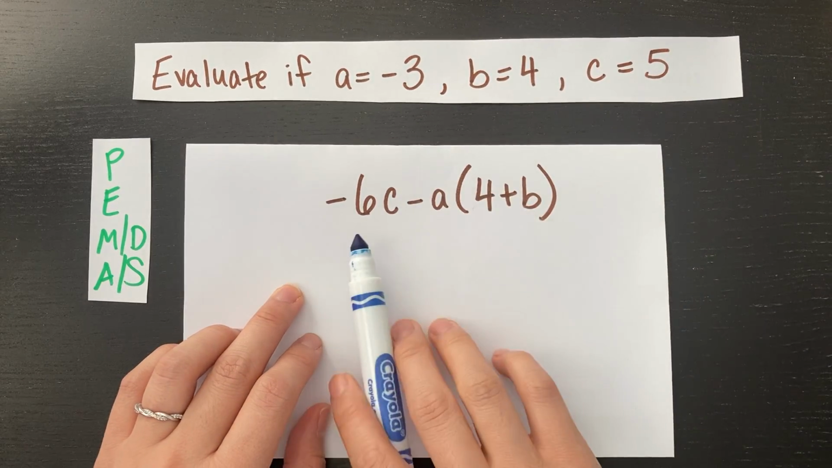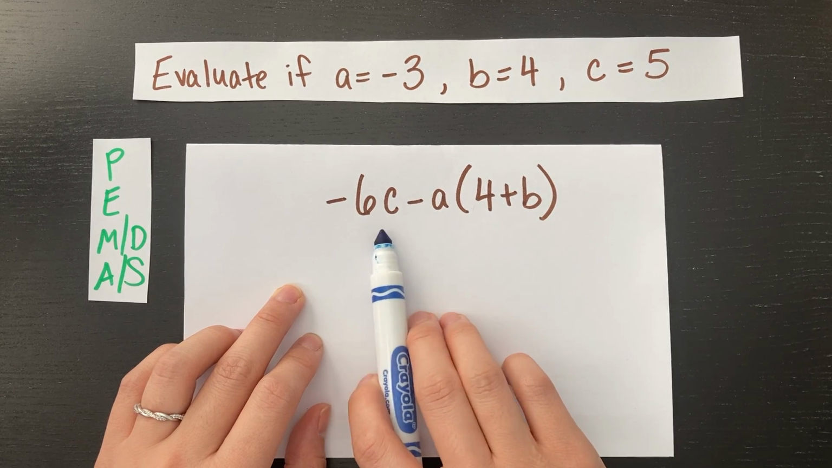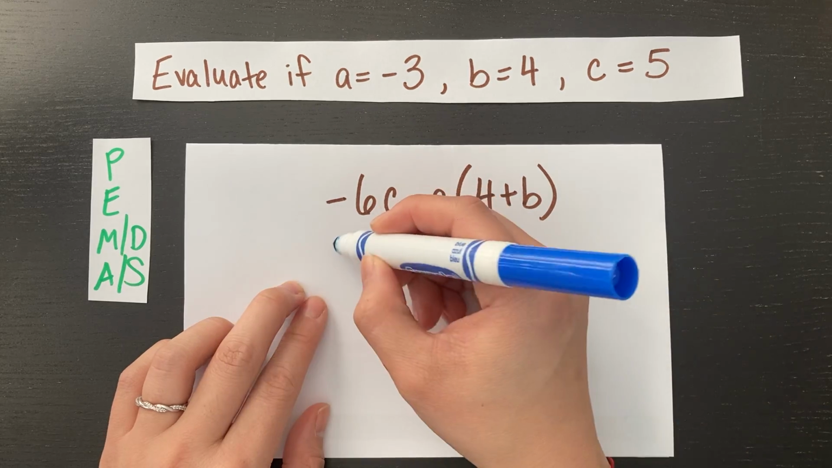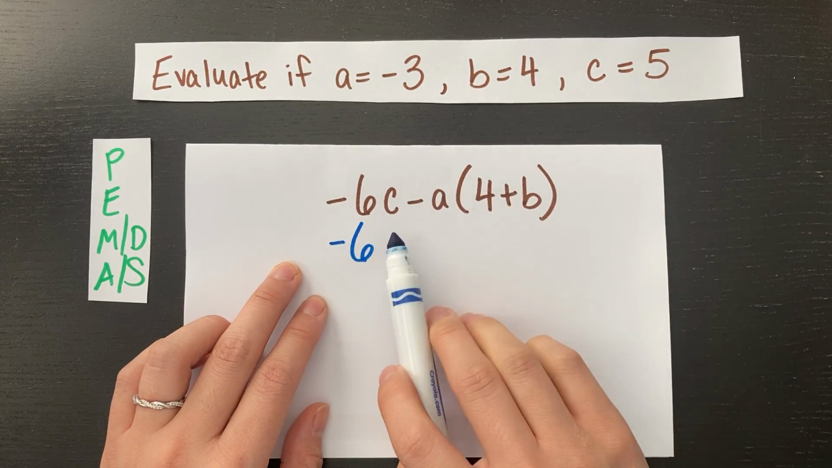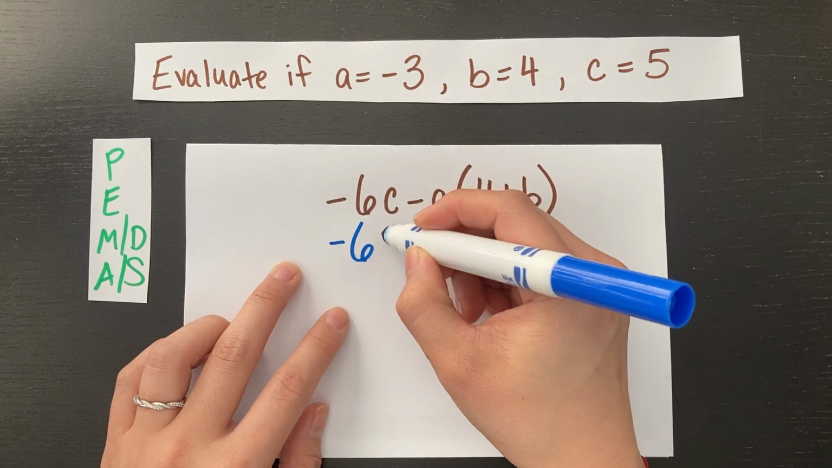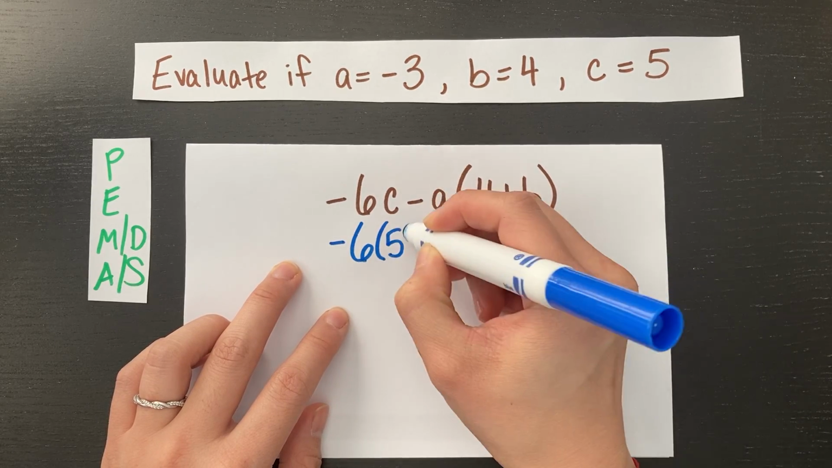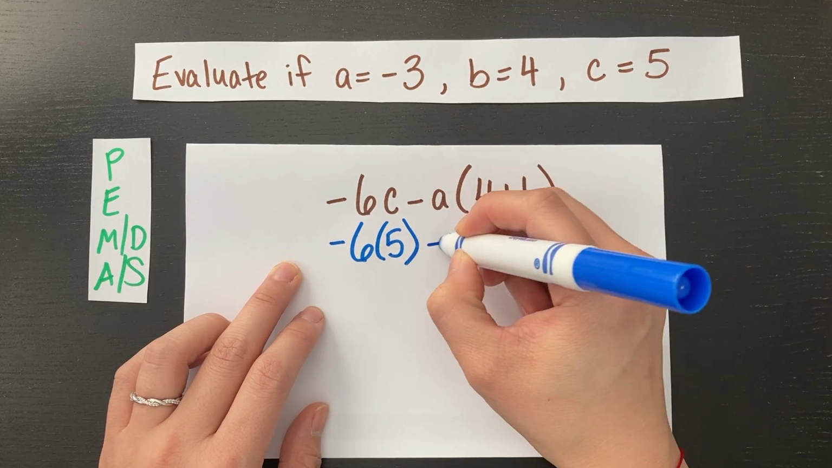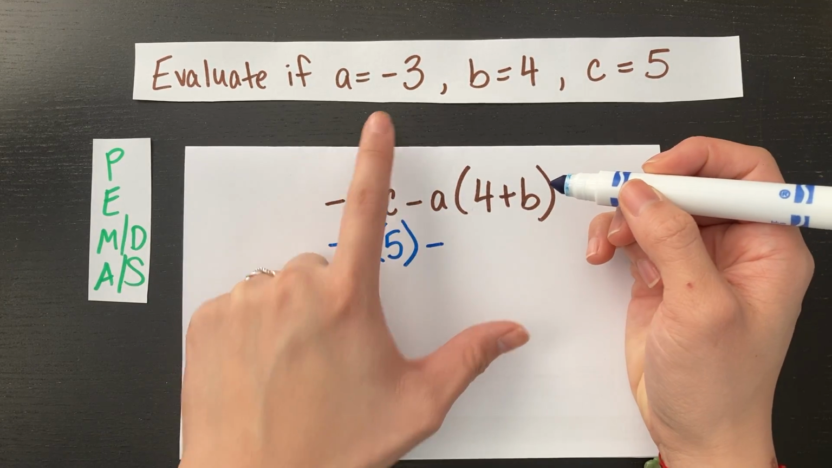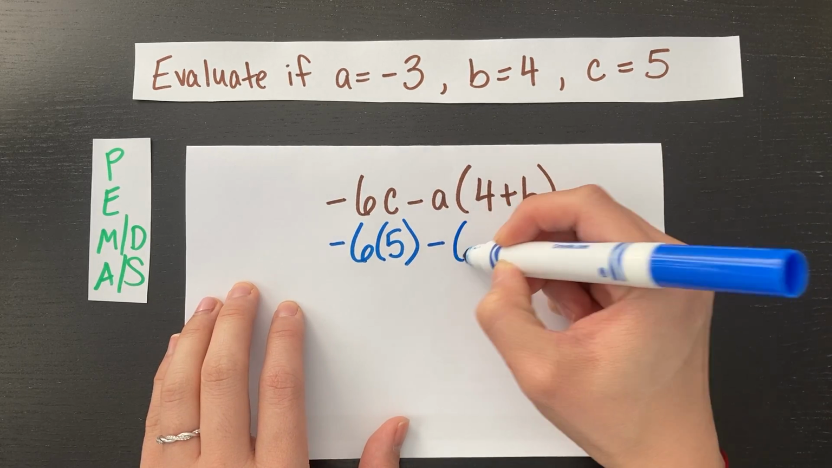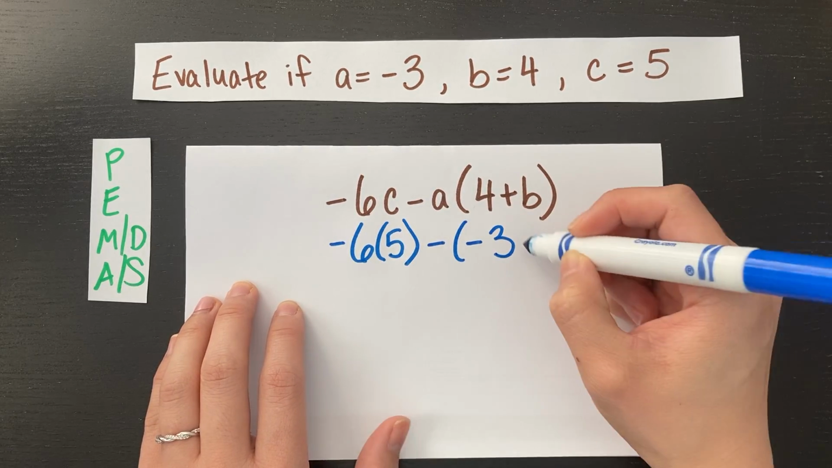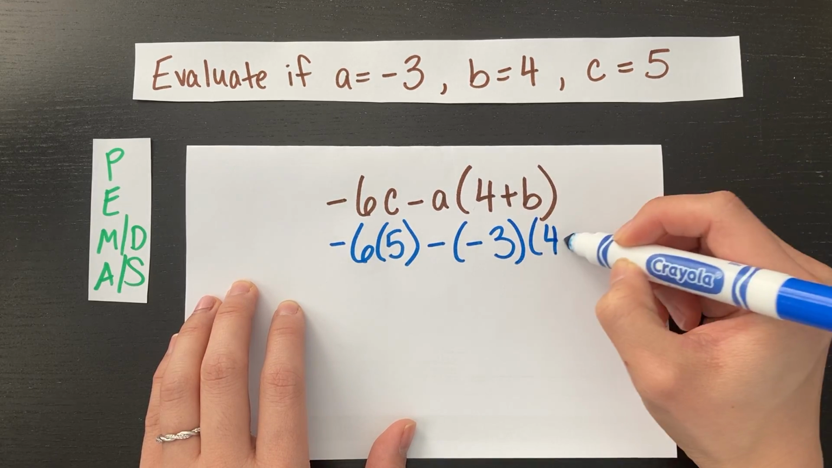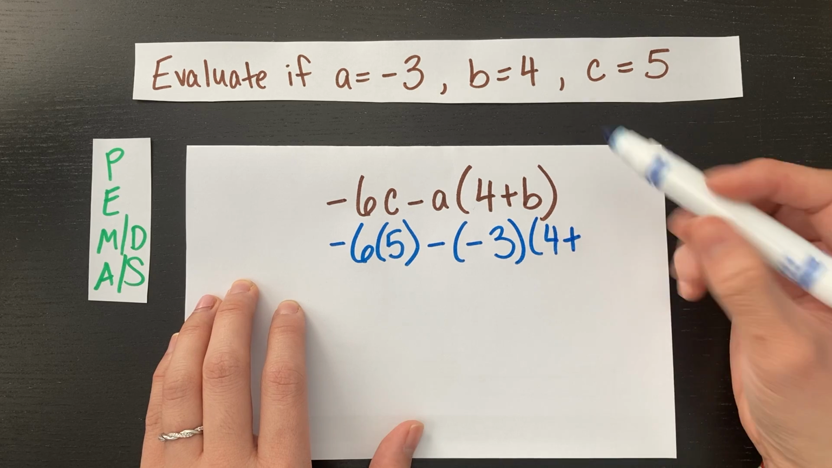We know that if a number is side by side with another number, this is multiplication. So we have negative 6. What is c? C is worth 5. So we're going to multiply this times 5, and I'm going to put it in parentheses so it doesn't look like a 65, but I know that this is multiplication. Minus a. A is negative 3. Minus a, negative 3. And then in parentheses, 4 plus b. b equals 4.